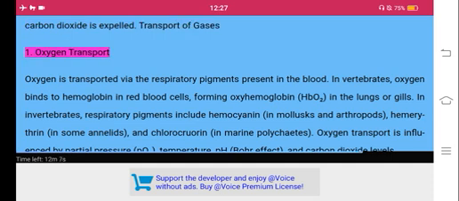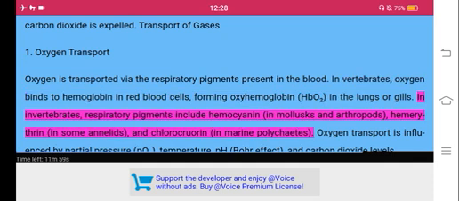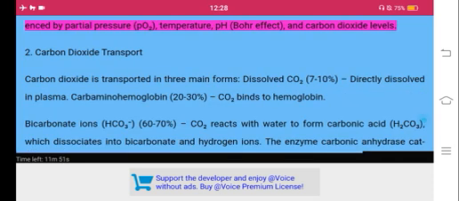Transport of gases. 1. Oxygen transport. Oxygen is transported via the respiratory pigments present in the blood. In vertebrates, oxygen binds to hemoglobin in red blood cells, forming oxyhemoglobin (HbO2) in the lungs or gills. In invertebrates, respiratory pigments include hemocyanin in mollusks and arthropods, hemerythrin in some annelids, and chlorocruorin in marine polychaetes. Oxygen transport is influenced by partial pressure (PO2), temperature, pH (Bohr effect), and carbon dioxide levels.